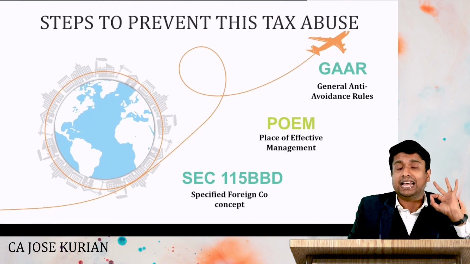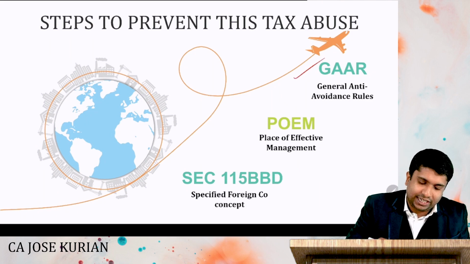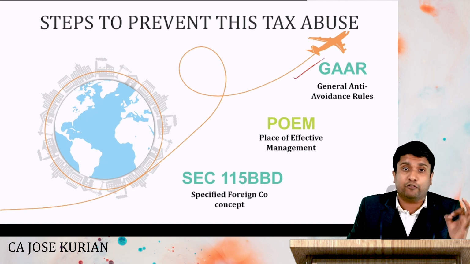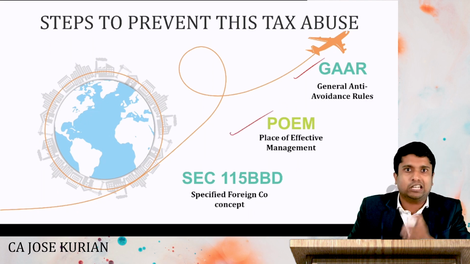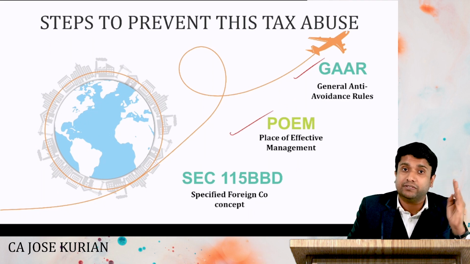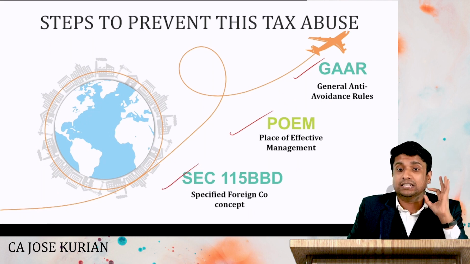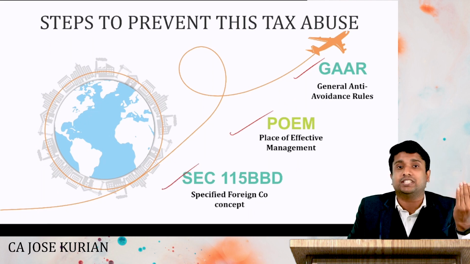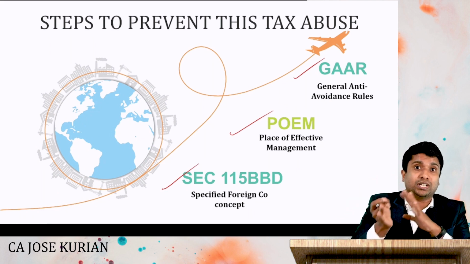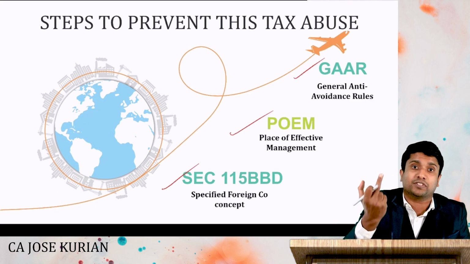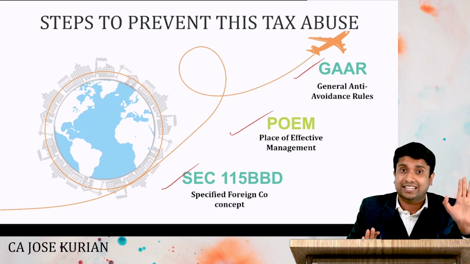But we have 3 anti-abusive strategies to counter this tax abuse. Number 1, it is GAAR, that is General Anti-Avoidance Rules. Number 2, we have place of effective management guidelines to counter this tax abusive strategy. And number 3, there is a concept under section 115BBD that is called specified foreign company taxation, charging at 15% rate of tax. These 3 things are anti-abusive strategies to counter this particular tax abusive strategy. And we will study these 3 concepts in detail in our classes. For the time being, I'm just introducing these concepts to you.